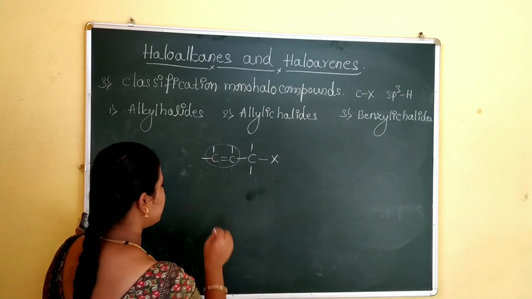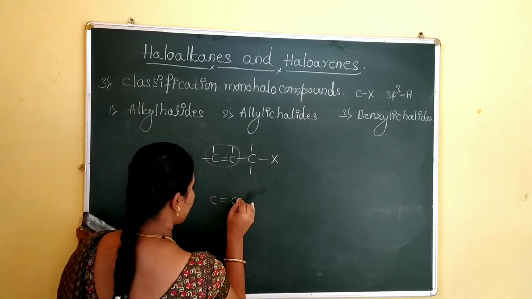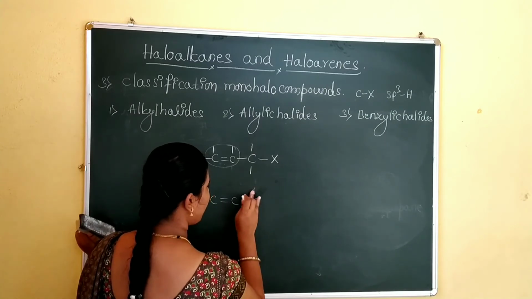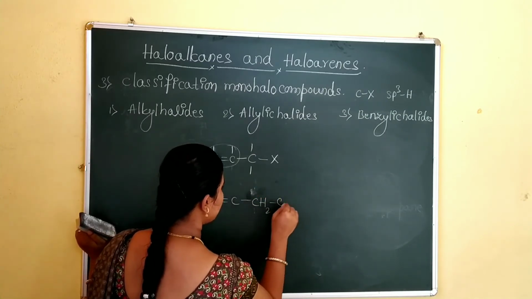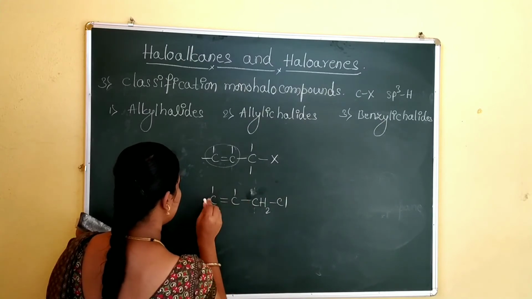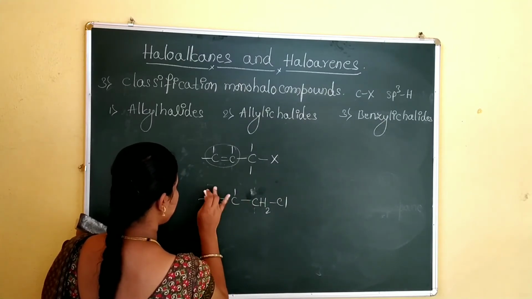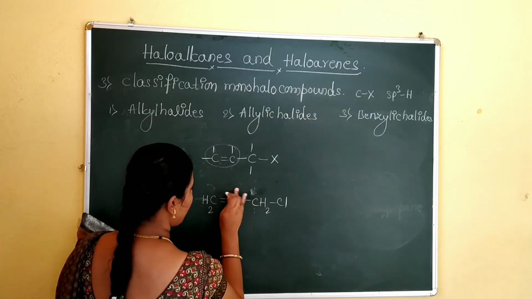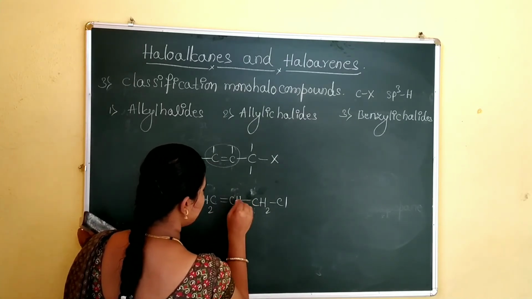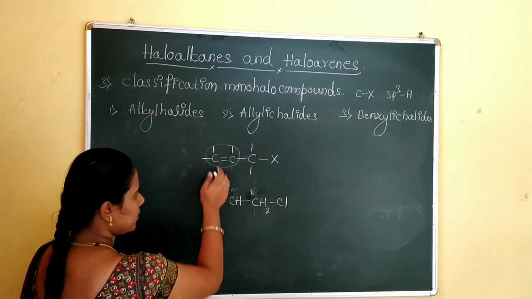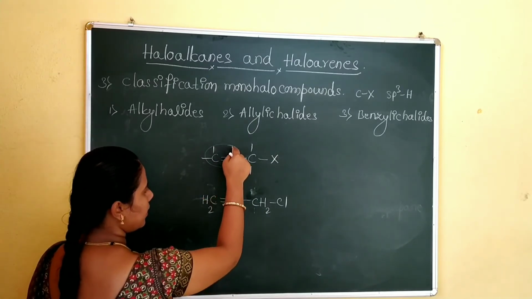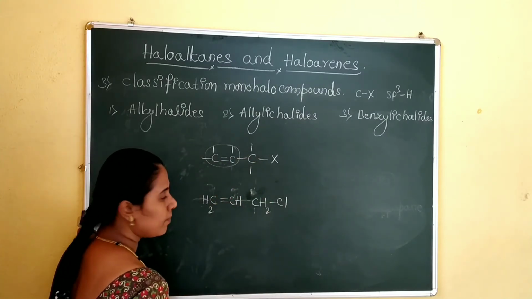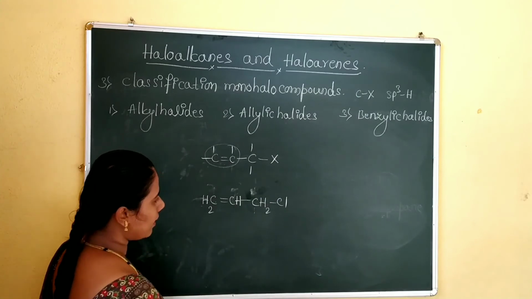I will give one example here. CH2, Cl, CH2, CH, CH2, Cl, CH2, CH, double bond, single bond, CH2 Cl. Okay, this is the example for allylic halide.